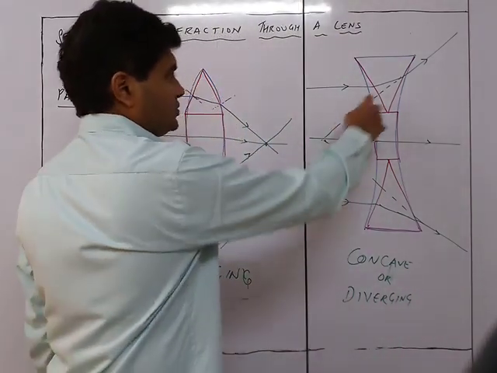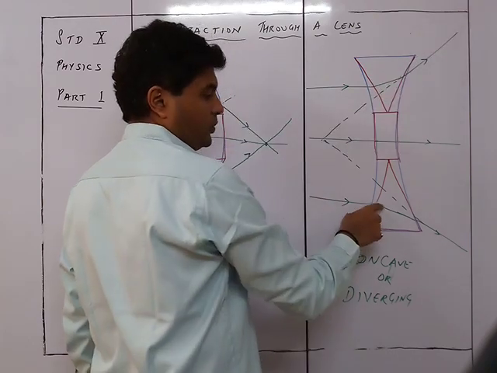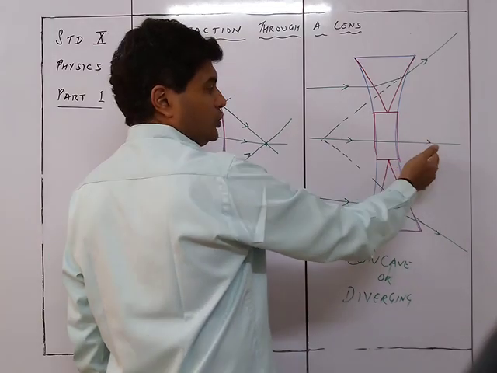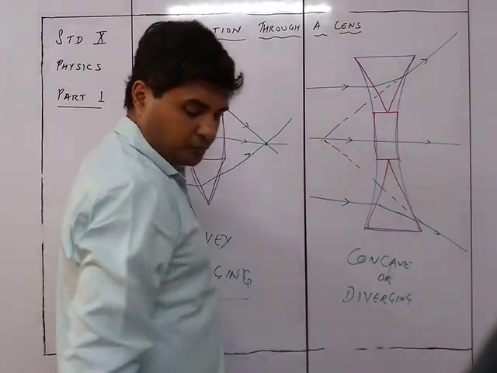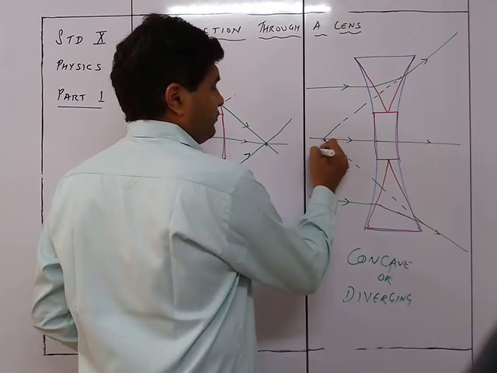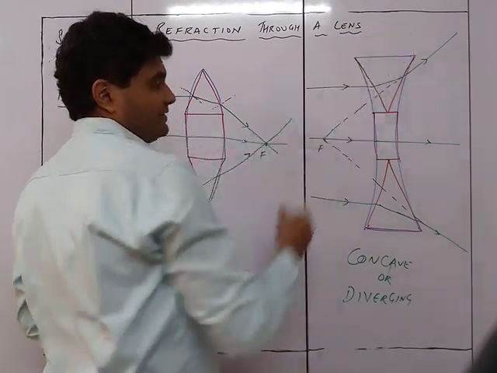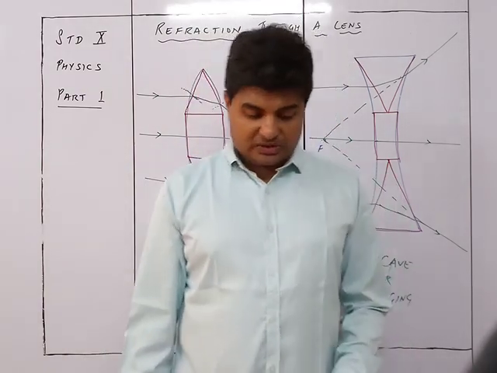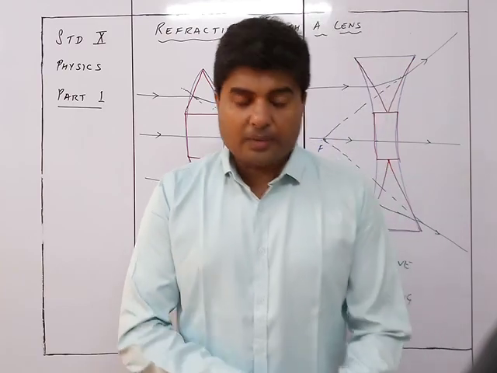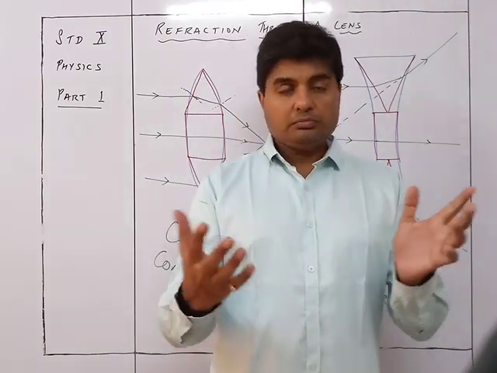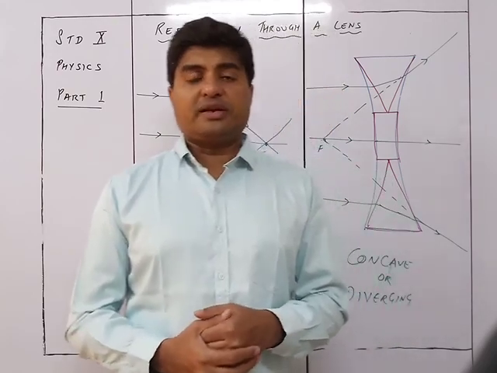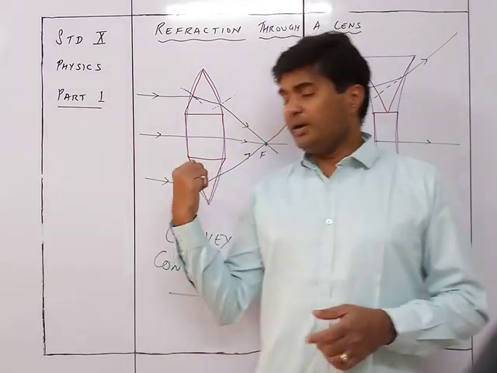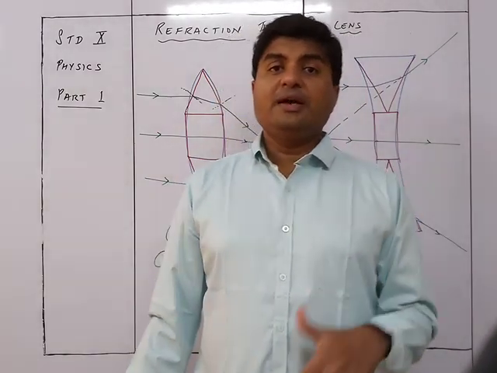So you can see that this is going to go towards the base on the upper side. This is also going to go towards the base, that is downwards over here. This goes straight. So it is assumed, we can feel it, that it is coming from this point F over here. This is the point F from which the rays appear to be deviated out. So that's why we call it the diverging action of the lens. So that was about the reason for the divergence and convergence of the lenses, that is, why the convex lens is of the converging type and why the concave lens is of the diverging type.